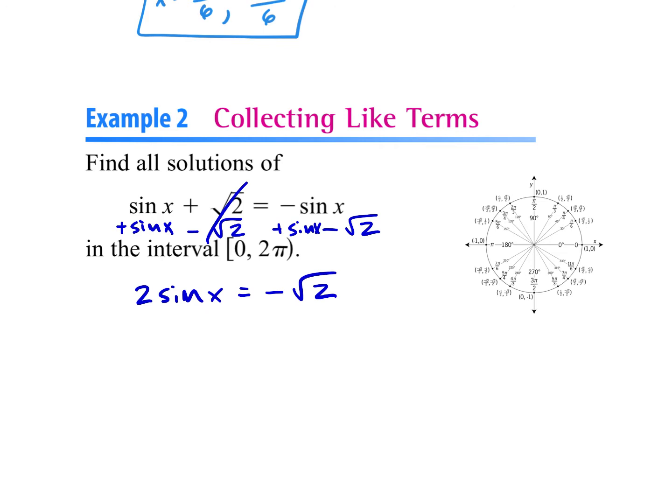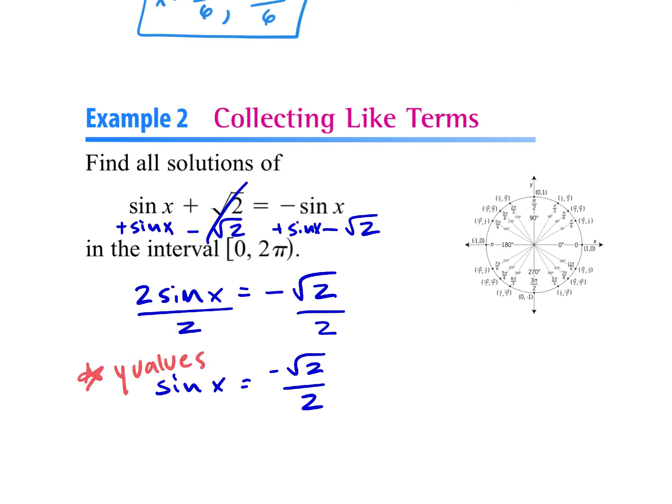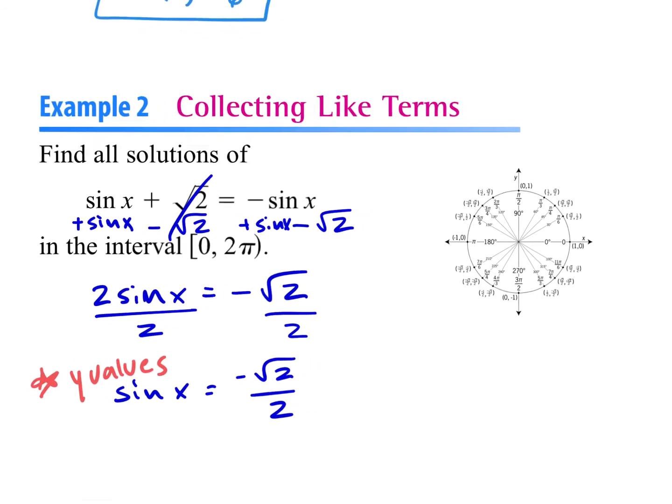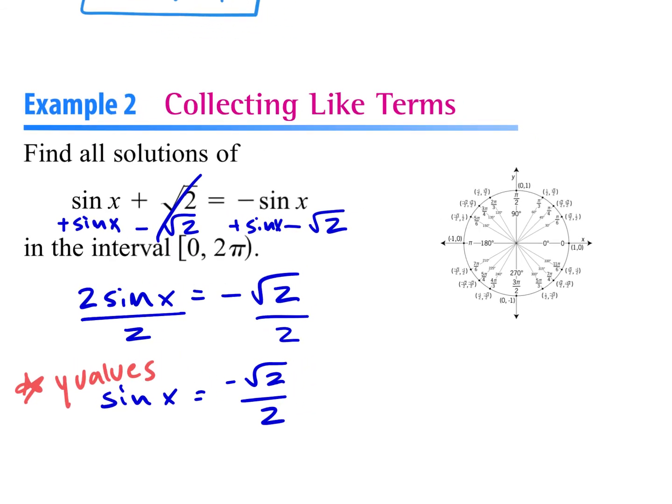What should I do next? Divide by 2. So sine of x is equal to negative square root 2 over 2. Now sine tells us we have to look at what values? The y values. So I'm looking at my unit circle. Where is y negative square root 2 over 2?